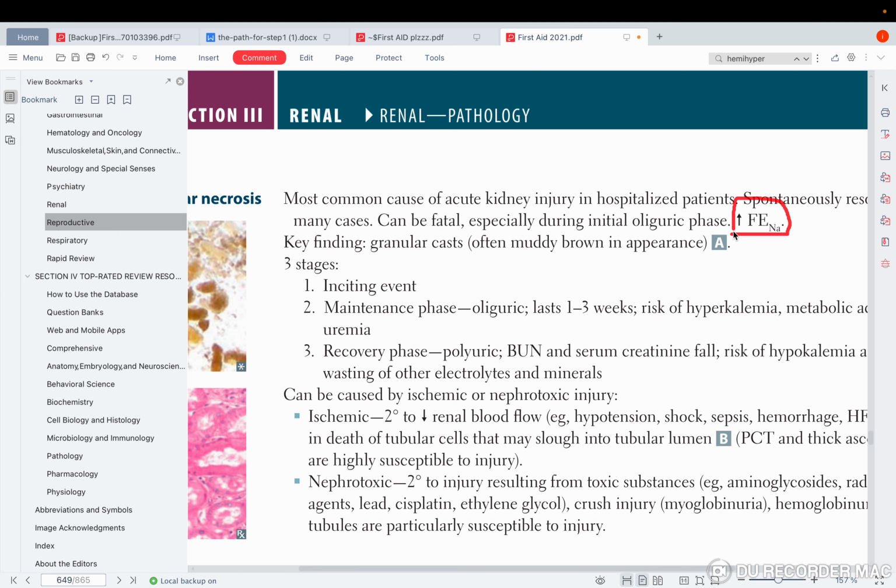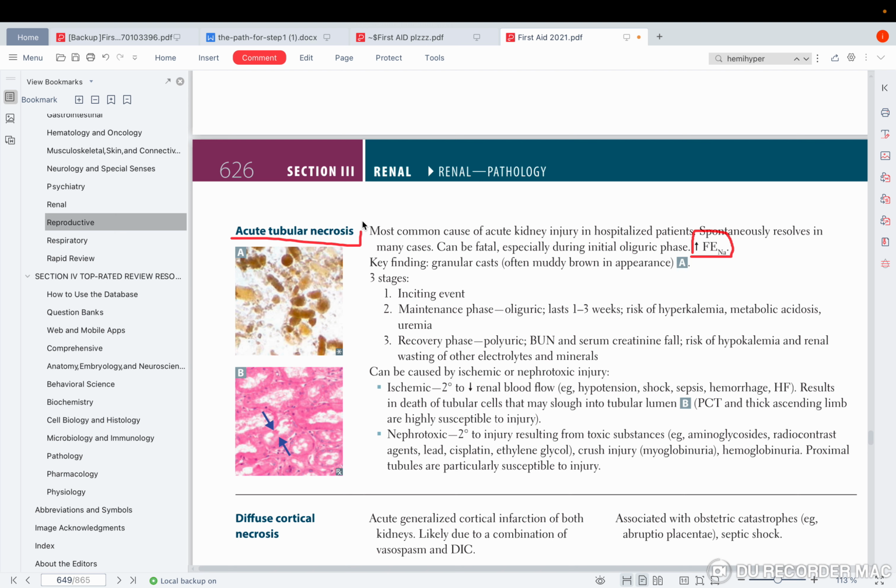So it can be fatal, especially during the initial oliguric phase, and the FeNa will be high. Why will the FeNa be high? Well, you tell me, guys. During acute tubular necrosis, can your tubules function? Yes or no? No. Do you have more reabsorption or less reabsorption in case of intrinsic kidney failure? Less. If you have less reabsorption, you will have more excretion or less excretion? More excretion. If you have more excretion, the FeNa will go up or down? Go up. See, the concept of FeNa is not difficult. The moment you grab it, it becomes a piece of cake.